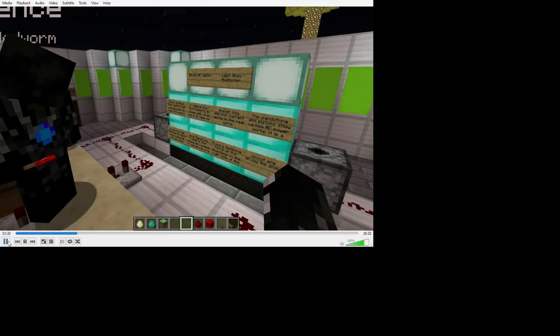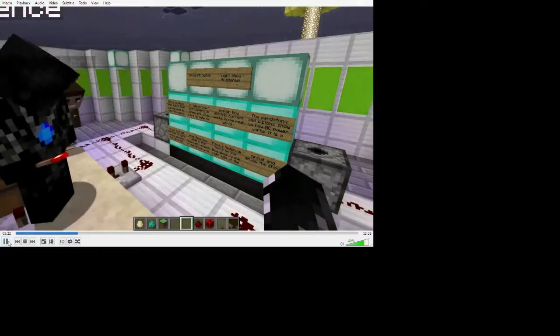Place a redstone torch on the blue block to the right side of the circuit and enjoy the show. We did that. Whoa.